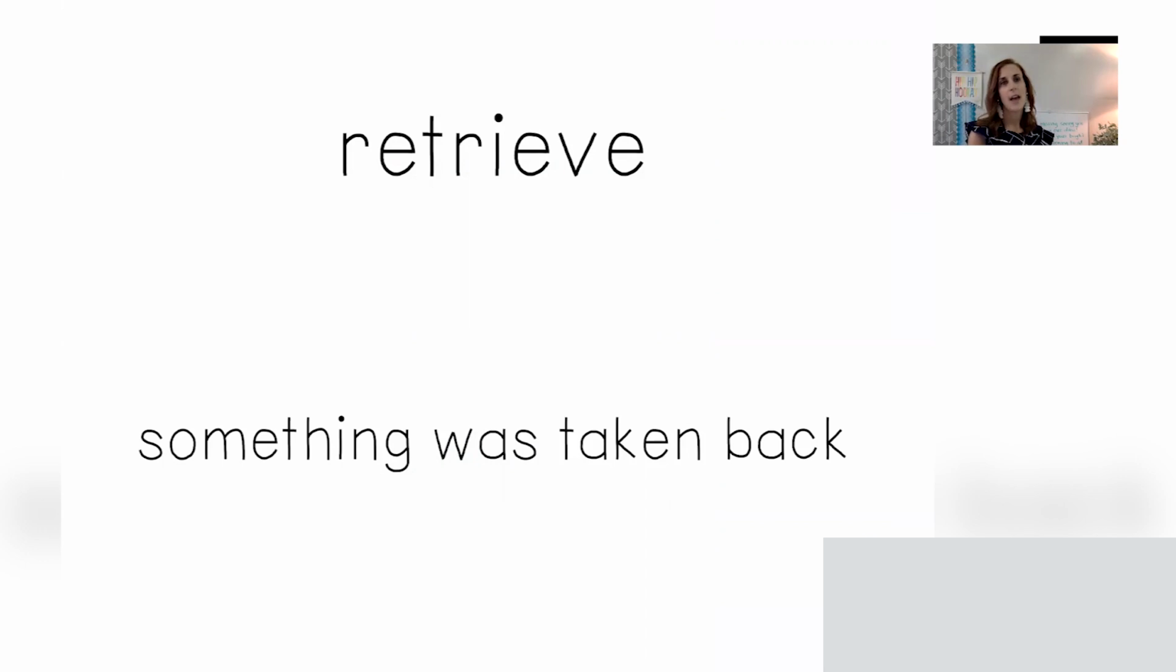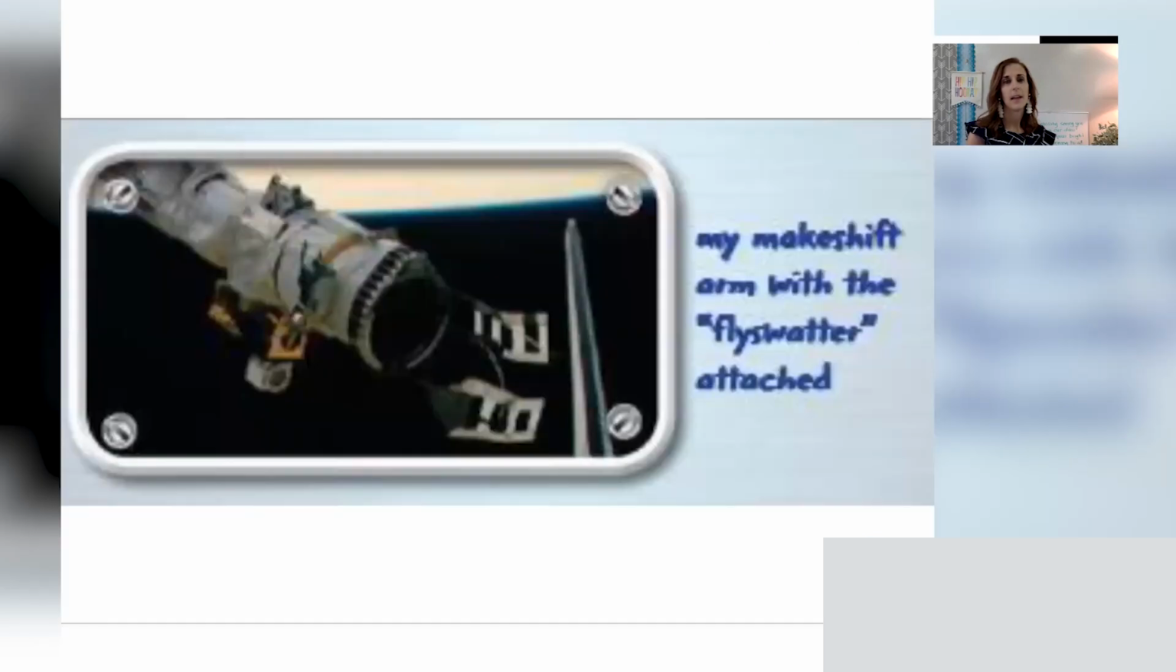I noticed another word that gives us a clue about the tools the crew made. The caption or words that tell me about the picture says, "My makeshift arm with the fly swatter attached." Using your knowledge about the tools used on the space shuttle, tell me what makeshift means.